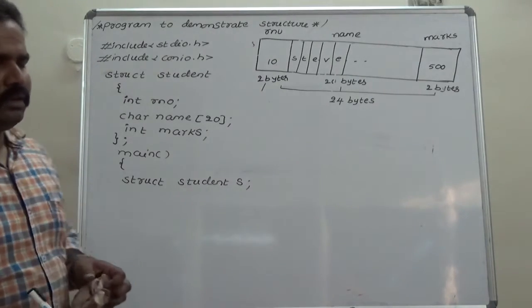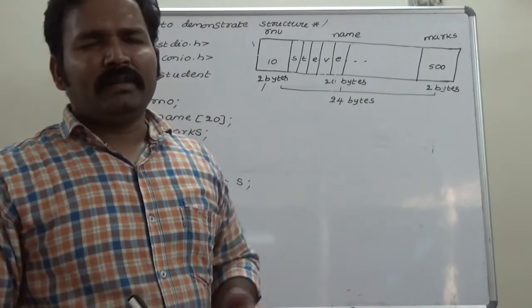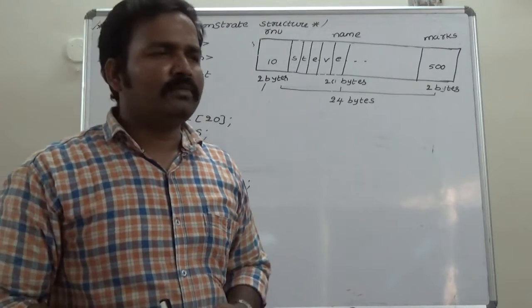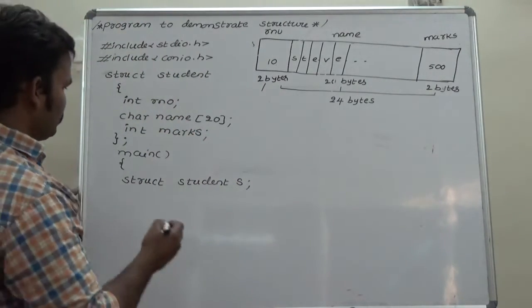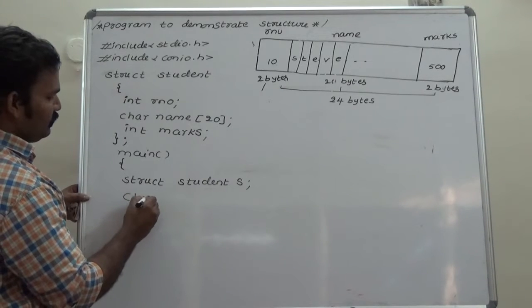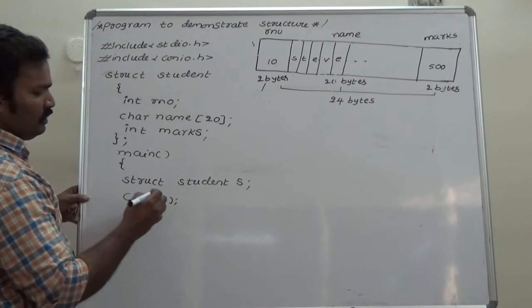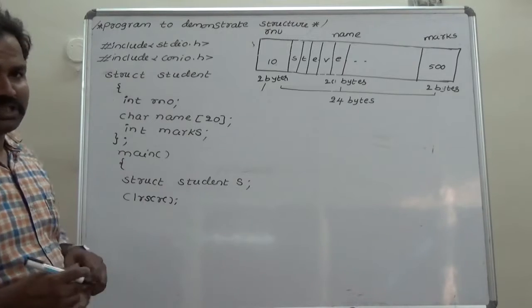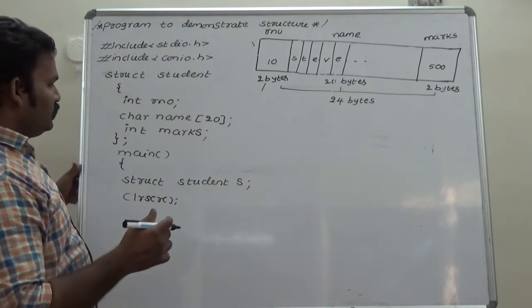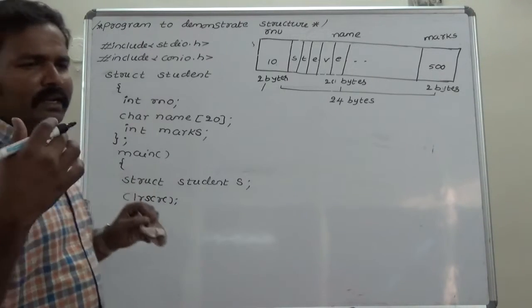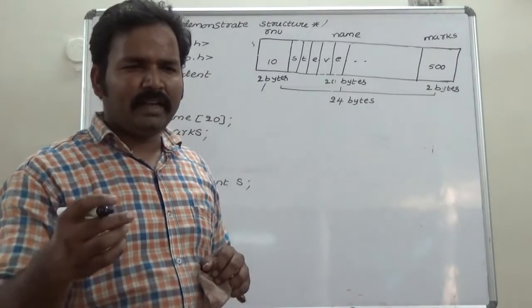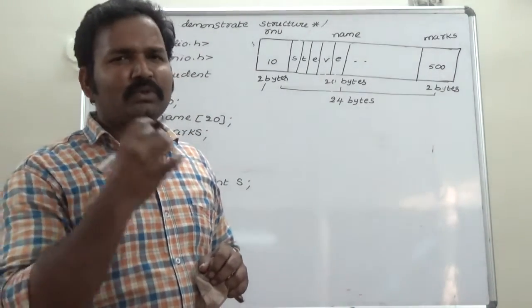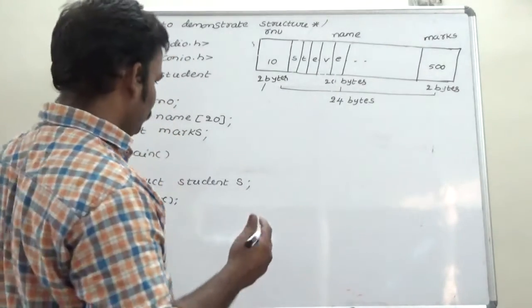Okay, so before we have seen compile time initialization. Now in this program I will explain runtime initialization. Okay, clrscr to clear the output screen, right? Now I want to read elements. Okay, I want to read elements, reading elements into structure members.